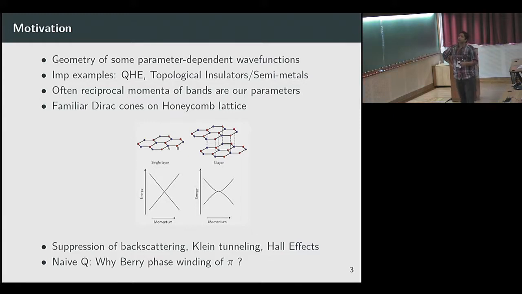Here I show the familiar Dirac cones on the honeycomb lattice. This is a very familiar example of, let's say, a topological semimetal, and the geometry of these wave functions has important physical consequences. However, my motivation is from a geometry of wave functions perspective, and so I could ask a naive question: why is the Berry phase winding around a Dirac cone a pi? In fact, this is how I got started along this line of thinking, and I'll describe to you where I've gotten to.